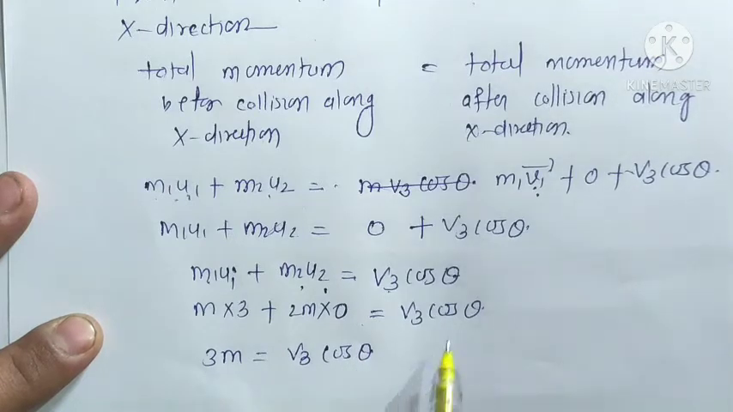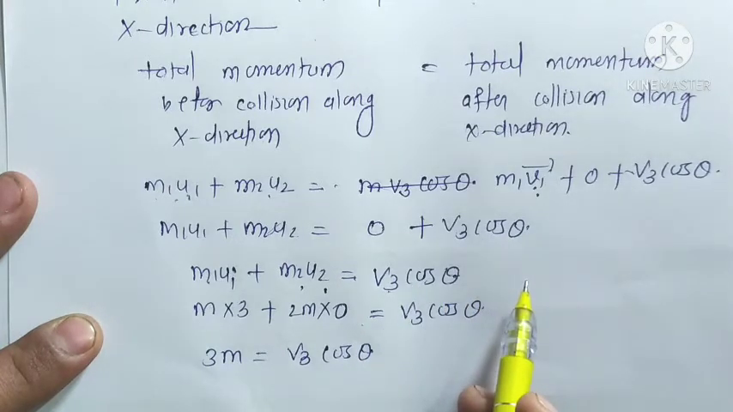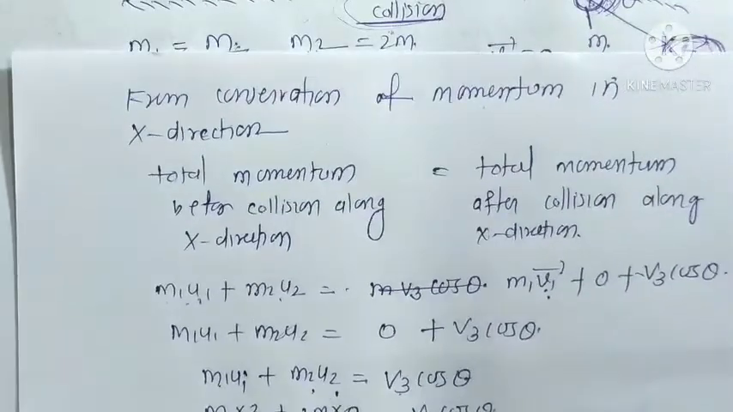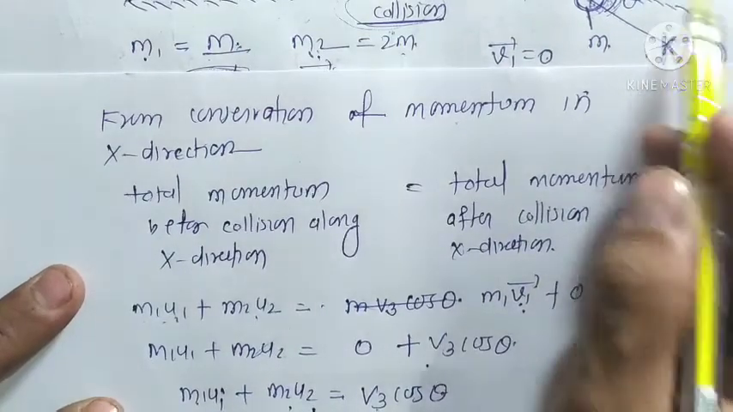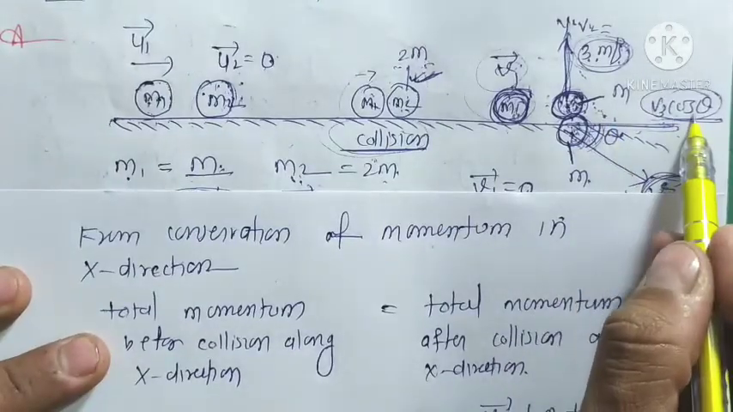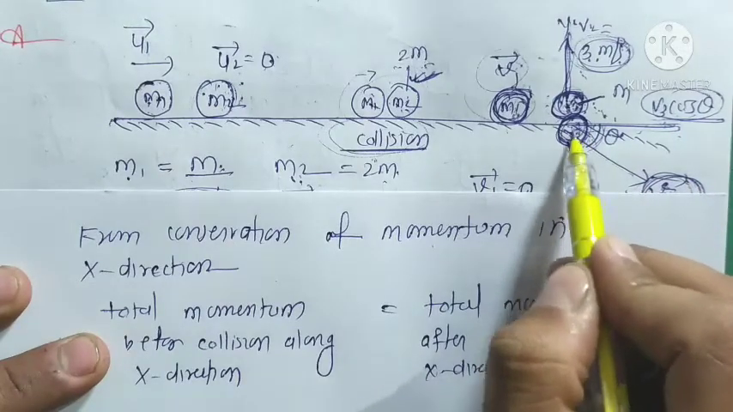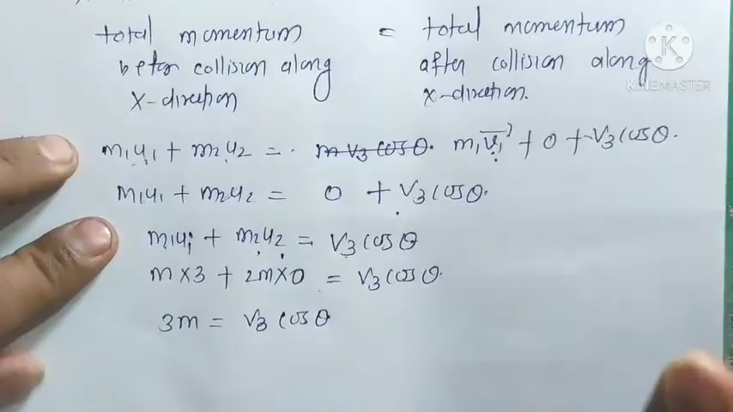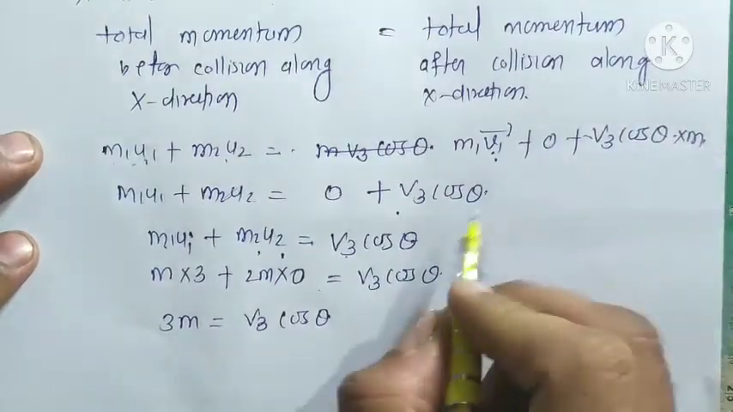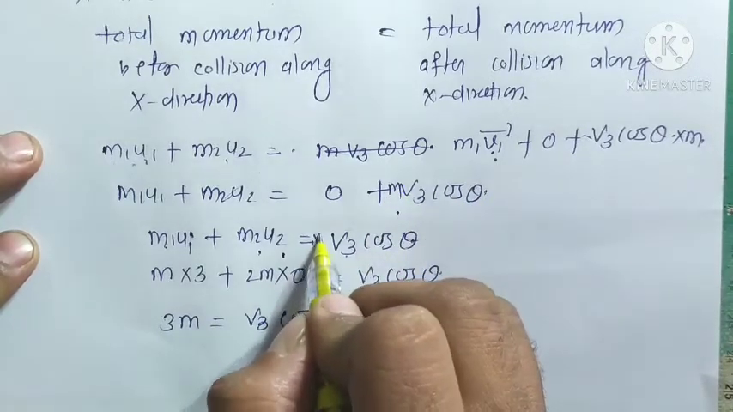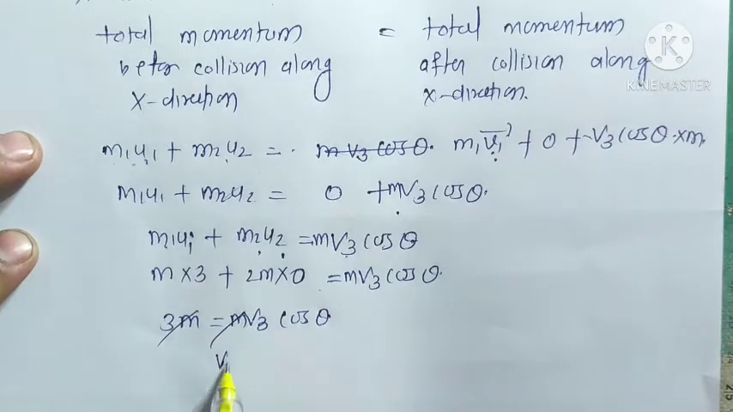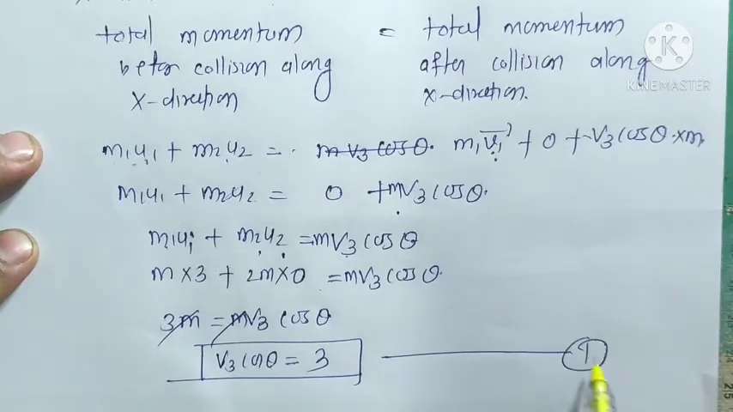Okay, what we do here, this is the v3 momentum. So v3 cos theta, and its mass is m, so the total momentum is m v3 cos theta here. So m is also multiplied here, and m and m will be cancelled, so v3 cos theta is equal to 3. We give it equation number 1.